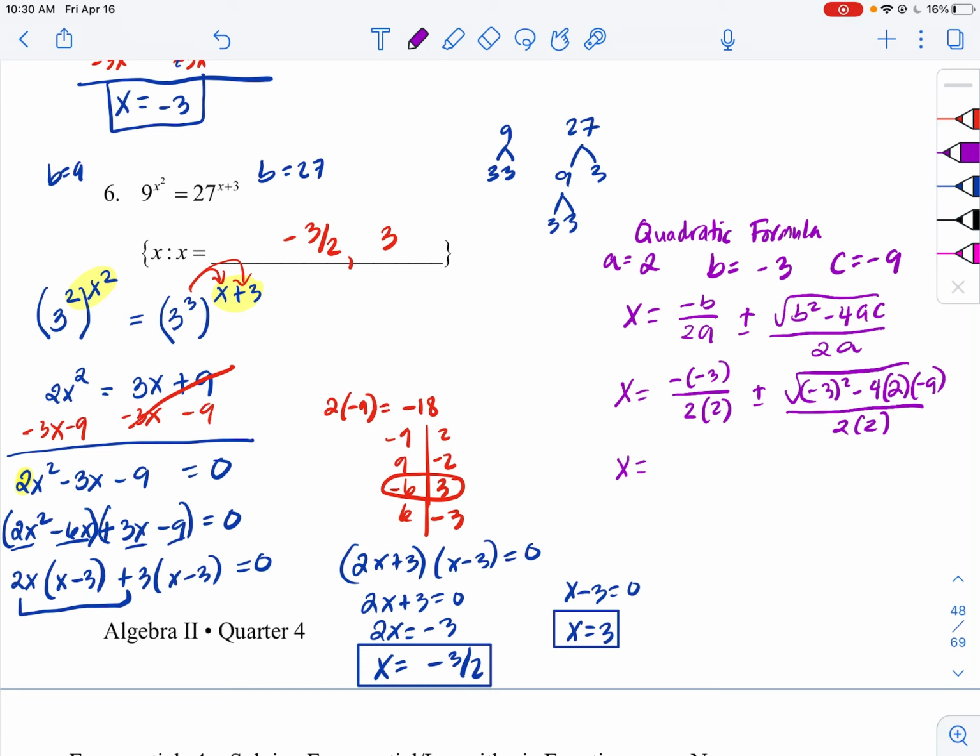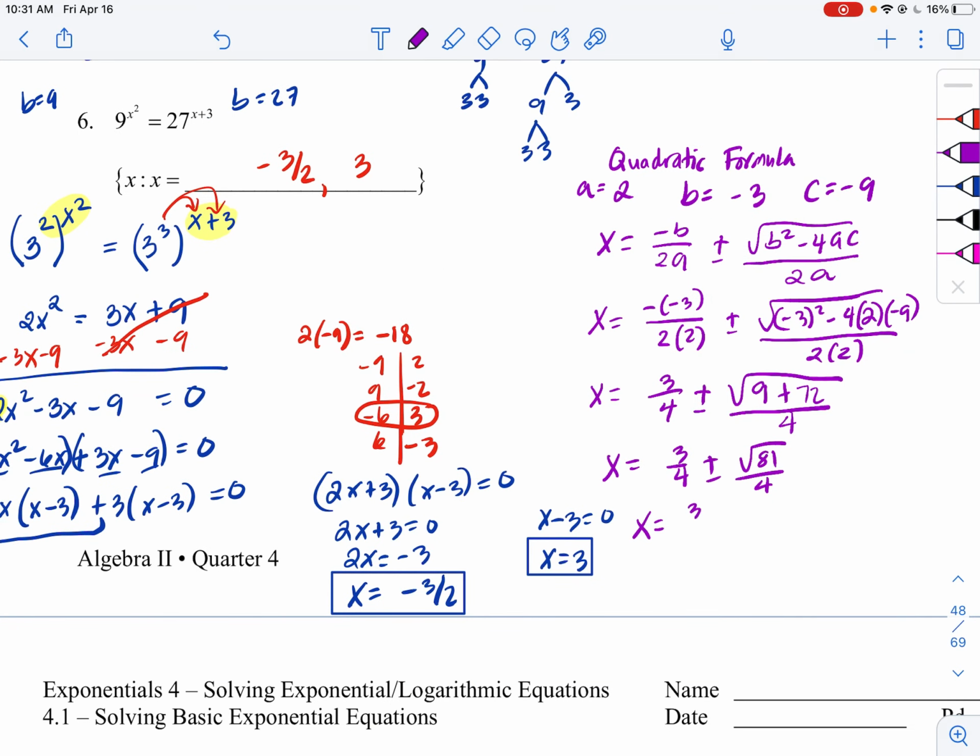Negative times negative 3, that's a 3, over 4. And then that's a 9. Negative 4 times 2 is negative 8. Negative 8 times negative 9 is 72. x equals 3 over 4, you can also say 0.75 if you want to. 9 plus 72 is the square root of 81 over 4. Plus and minus, the square root of 81 is 9 over 4.